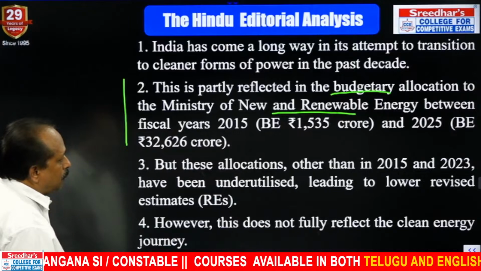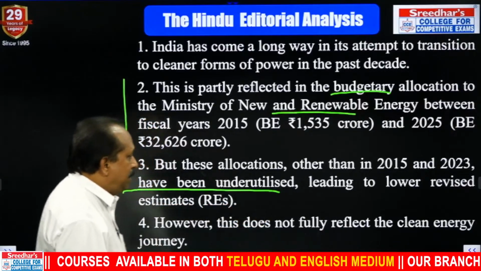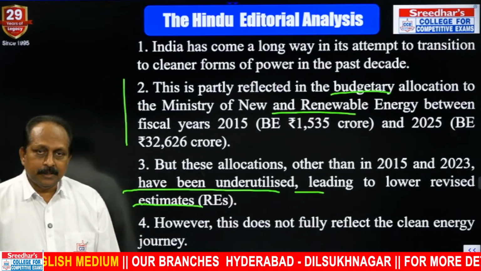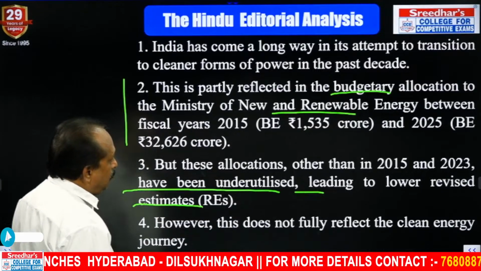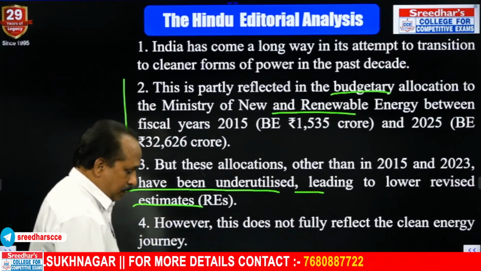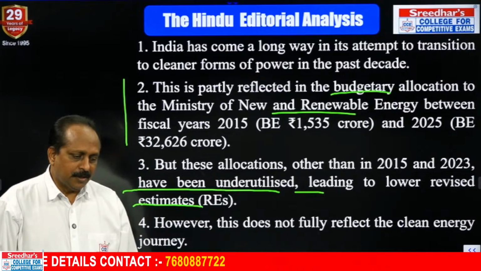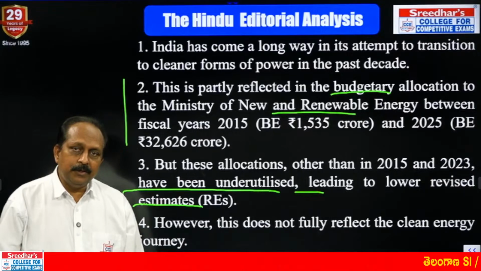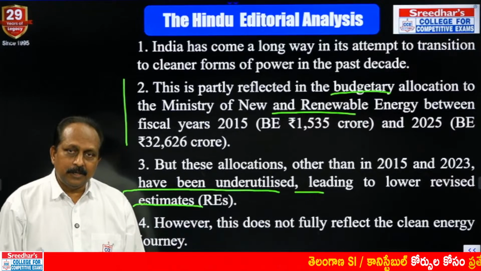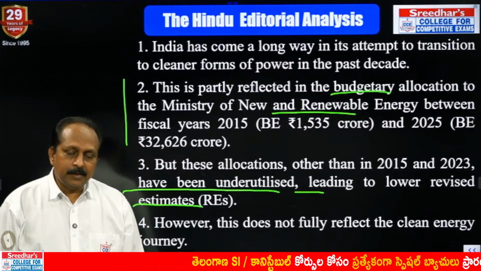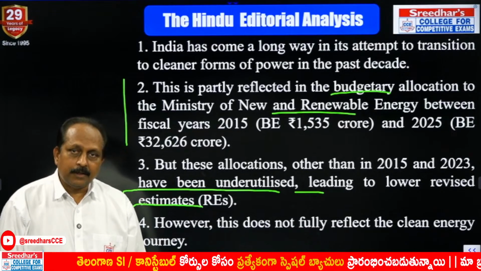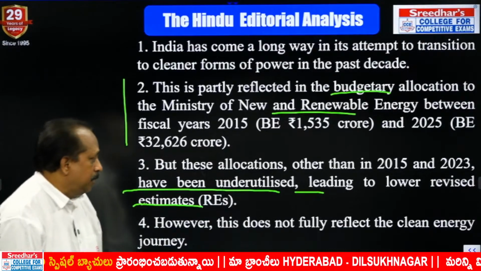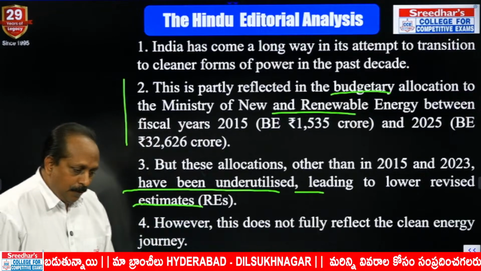But these allocations, other than in 2015 and 2023, have been underutilized, leading to lower revised estimates. Perhaps they have allocated the funds, but they haven't been utilized to the extent of expectations. Answer my question, one and the same: renewable, sustainable. Sustainable is a general term. Sustainable practices, sustainable goals mean using the resources, keeping the future generations in mind, without exploiting the natural resources. Sustainable is a broader term. Under sustainable lifestyle, sustainable practices, depending on energy, renewable energy is sustainable, non-renewable energy is not sustainable. Have been underutilized, which tense is that? Present perfect passive voice.